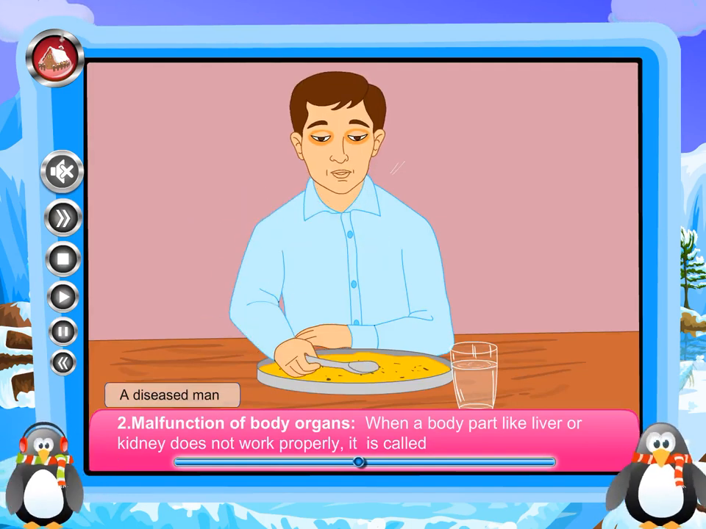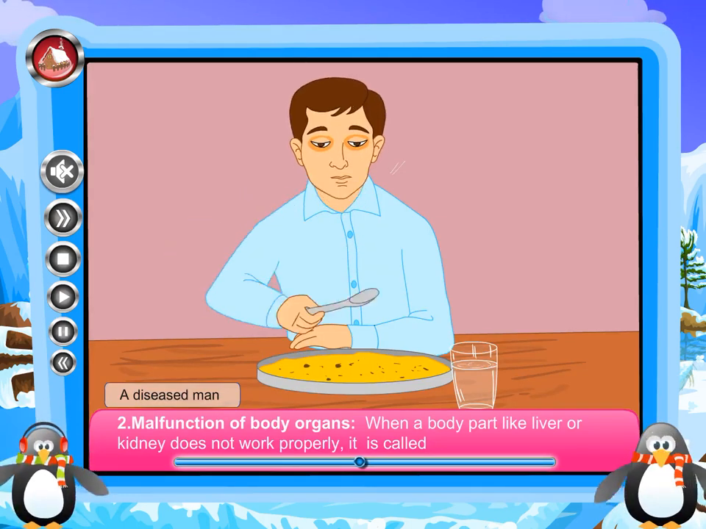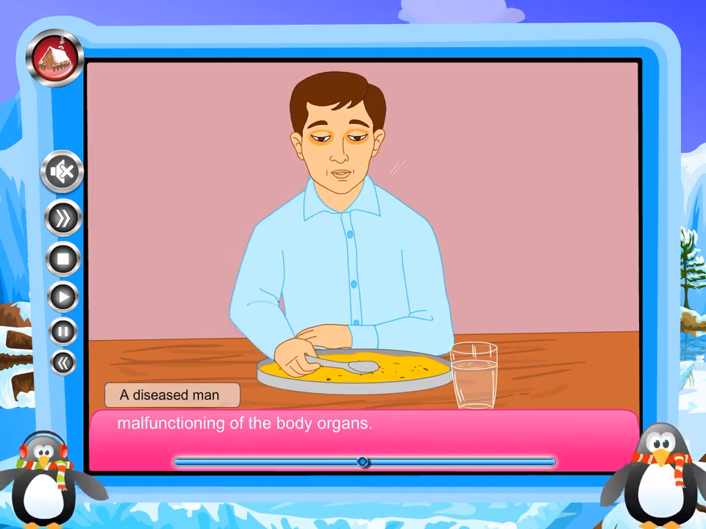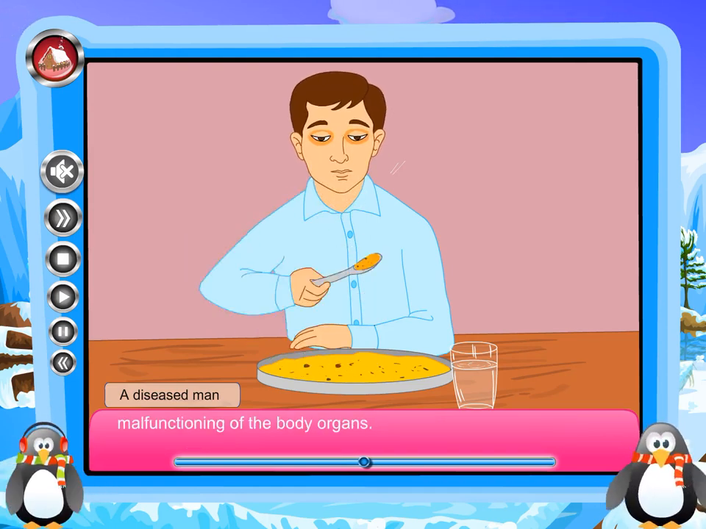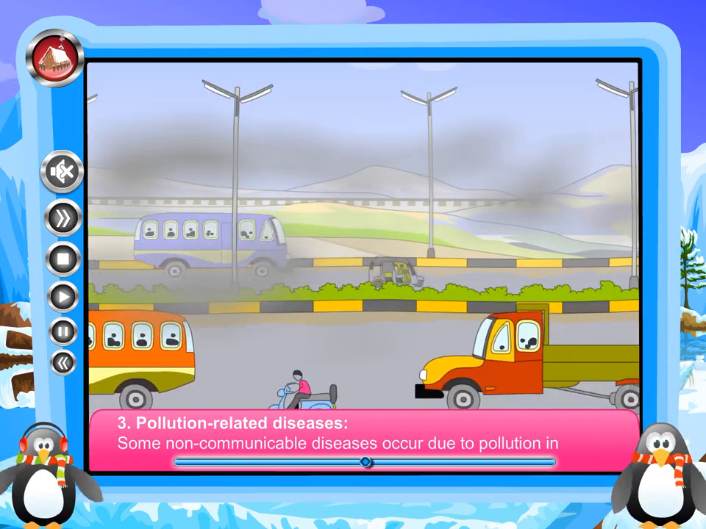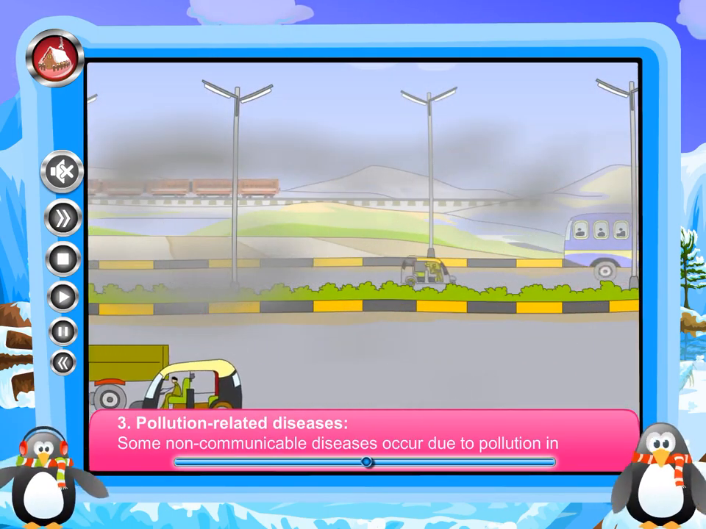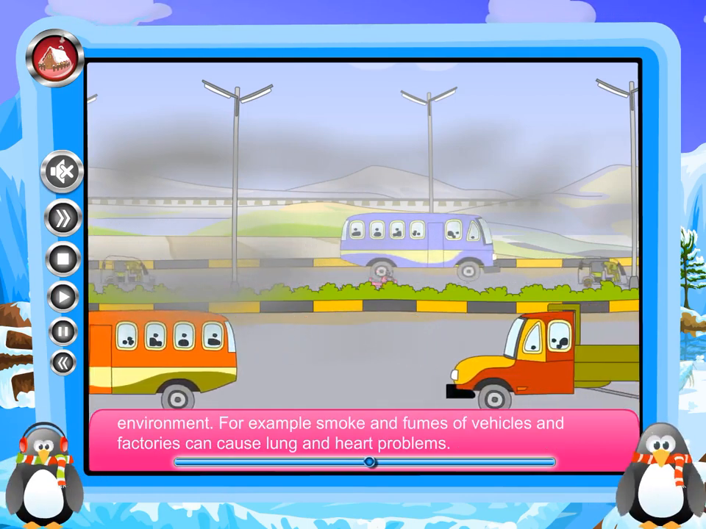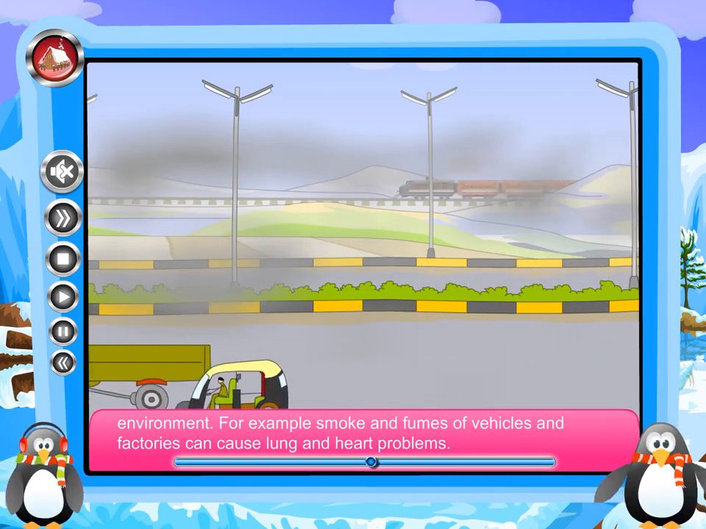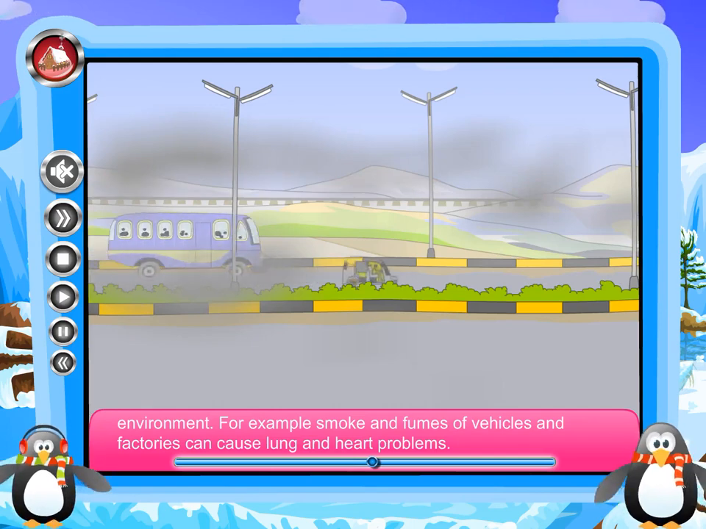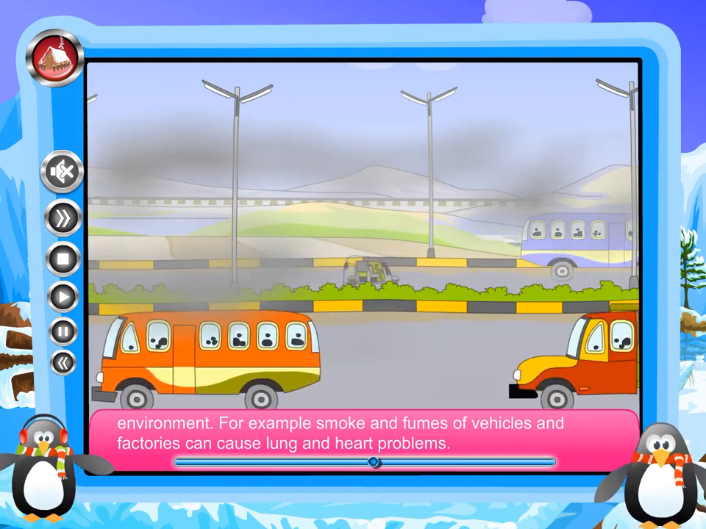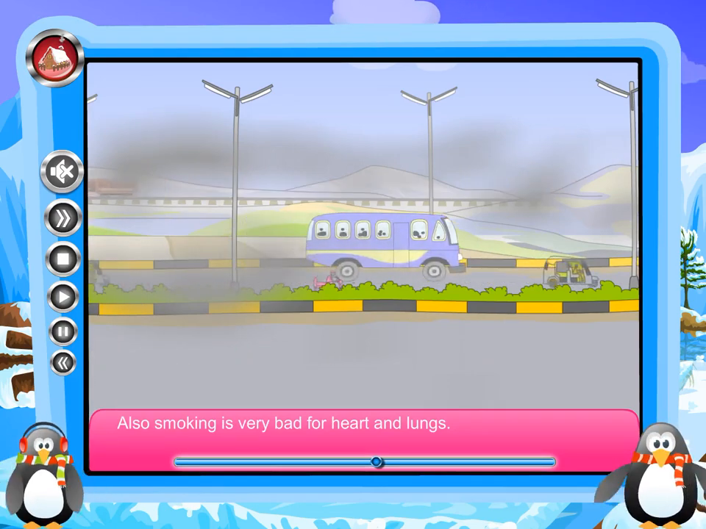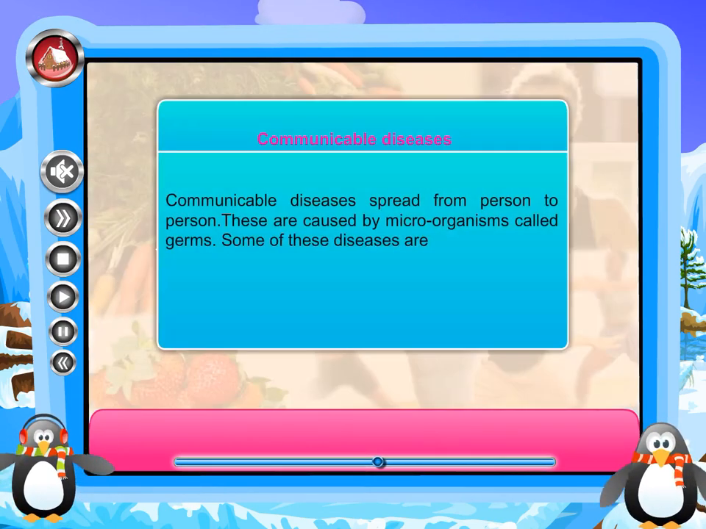Malfunction of body organs. When a body part like liver or kidney does not work properly, it is called malfunctioning of the body organs. Pollution-related diseases. Some non-communicable diseases occur due to pollution in the environment. For example, smoke and fumes of vehicles and factories can cause lung and heart problems. Also, smoking is very bad for heart and lungs.